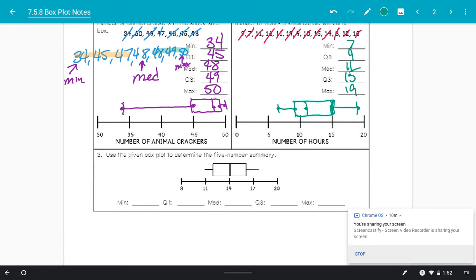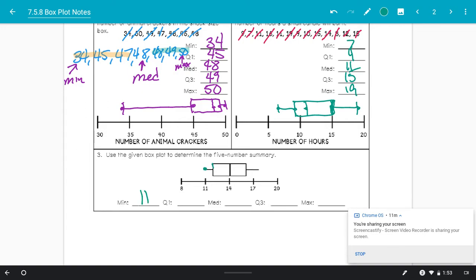So not only should we be comfortable creating box plots, but we should also be able to read them, knowing that they're going to tell us the minimum, Q1, median, Q3, and the maximum. So for this box plot, we want to determine the 5-number summary. That's our minimum, Q1, median, Q3, and maximum. So our minimum is going to be all the way to the left here. So our minimum is 11.